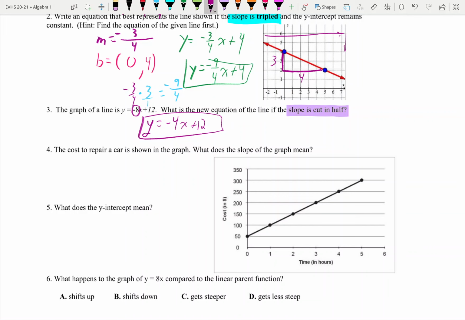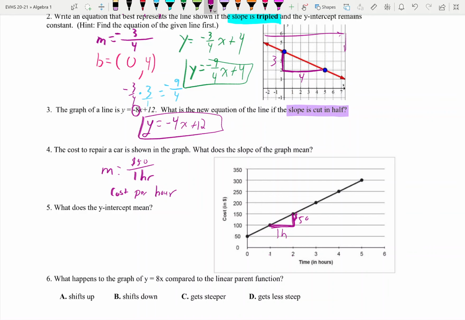repairing a car, and I'm just going to pick 2 points and look at my rise and my run. So my run here is 1 hour, to go from 1 to 2 is 1 hour, and then my rise here is from 100 to 50, which is $50. So to interpret that, the slope is rise $50 divided by 1 hour. So what does the slope mean? Well, it looks like that is the cost per hour to get the car repaired.